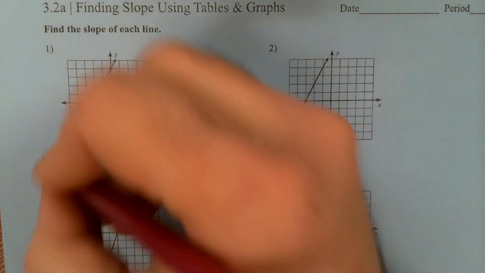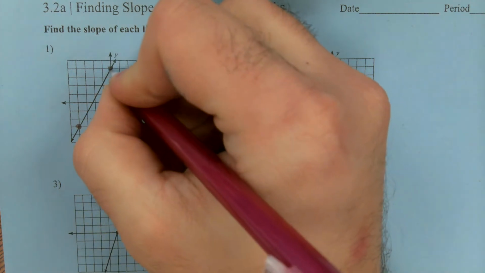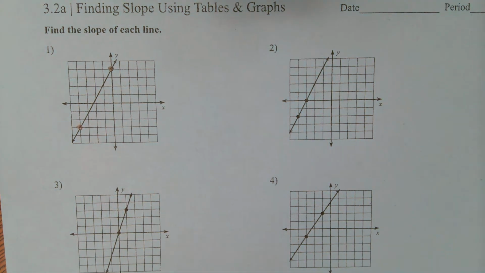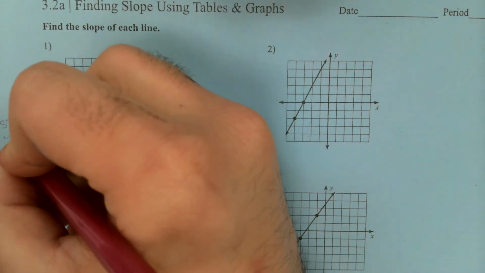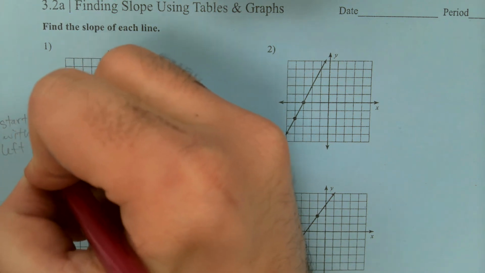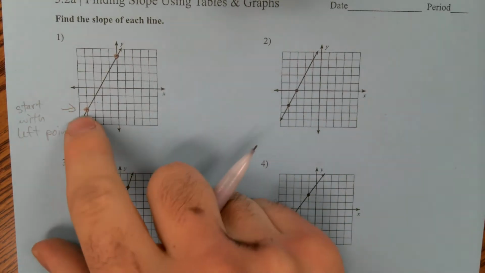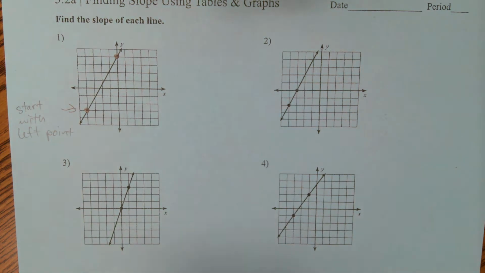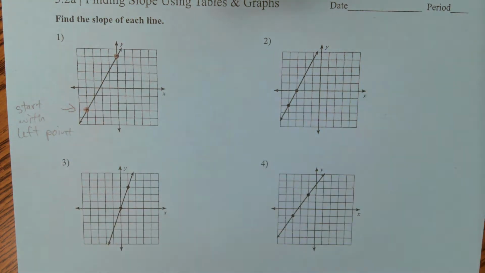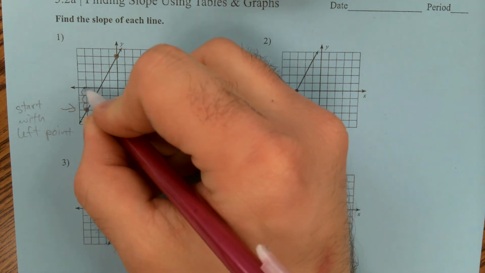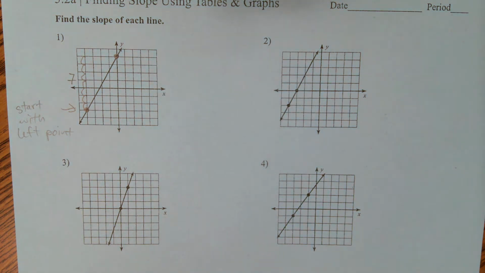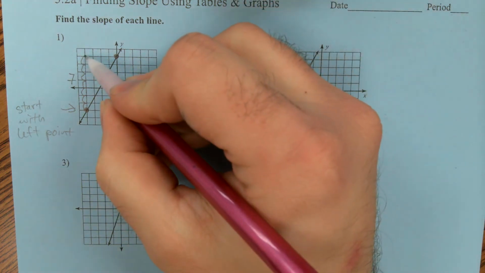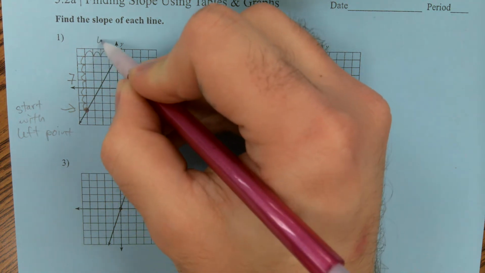So we've got a point right here and a point right here. Okay, we got our 2 points. That's all we really need. We're going to start with our left point. And we're going to count how many units we have to rise up to get to where this point is at on the graph. So it looks like 1, 2, 3, 4, 5, 6, 7 spaces. And then we have to run over 1, 2, 3, 4 spaces.